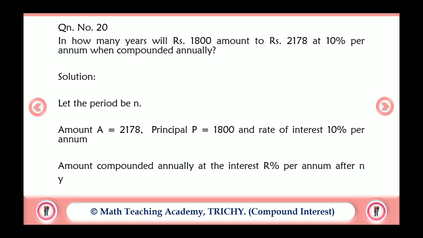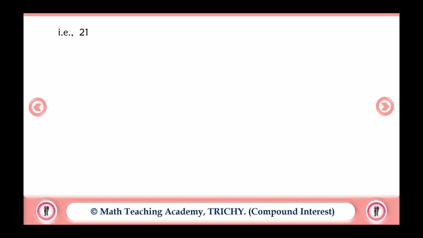So, we know that the amount compounded annually at the interest rate R% per annum after n years is given as capital A is equal to P into (1 plus R by 100) whole power n. Here we have to replace the values of A, P and R in the formula. So, what you will get is 2178 is equal to 1800 into (1 plus 10 by 100) whole power n. Because it has been given that the amount compounded annually is 2178 and the principal is 1800 and the interest rate is given as 10.